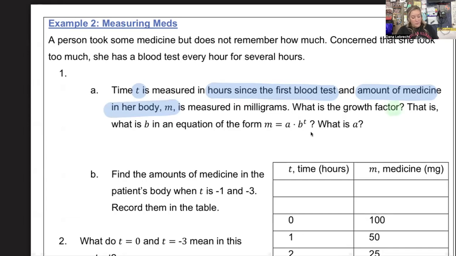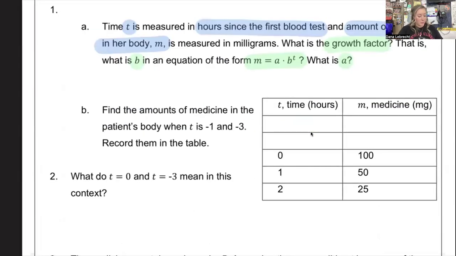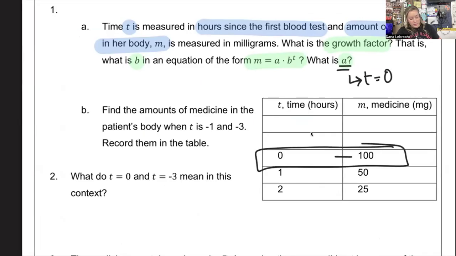We need to find our growth factor, or b, in the equation. And then we need to find A, which is our initial value as well. So we can get those from our table. So remember that initial value A, that's always when t equals 0. So we can look at our table. When t is 0, there's 100 milligrams. So A, our initial value is 100.